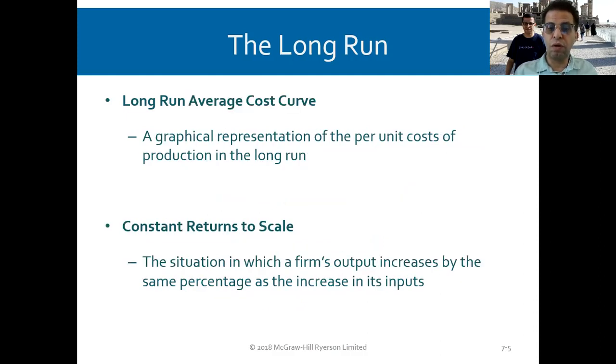Now, the long run average cost curve is a graphical representation of the per unit cost of production in the long run. There's what you call constant returns to scale, and we'll show it in the numbers. It is the situation in which a firm's output increases by the same percentage as the increase in its input.